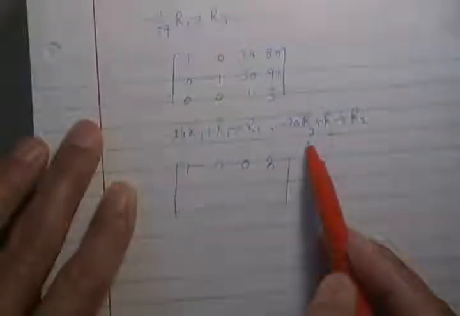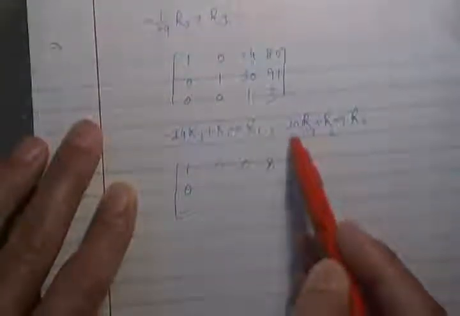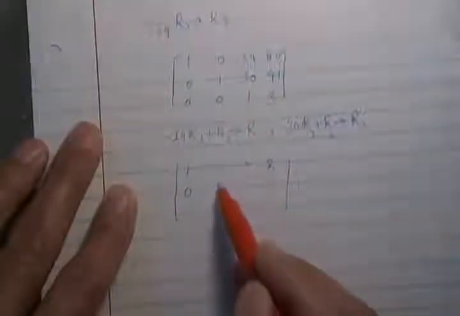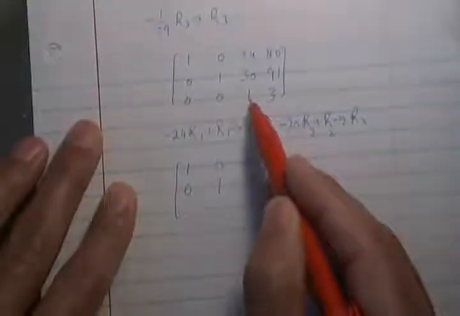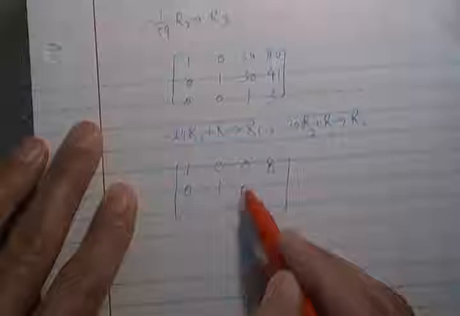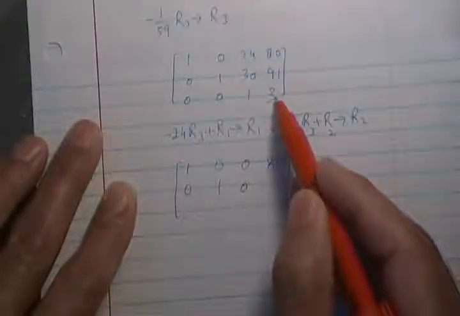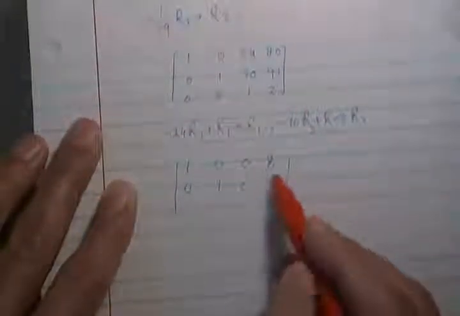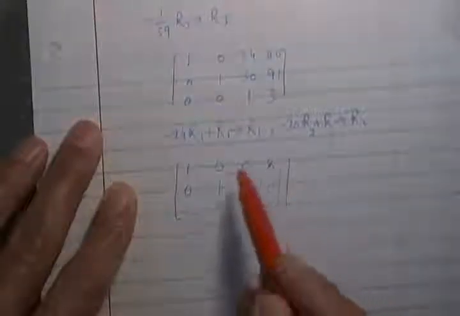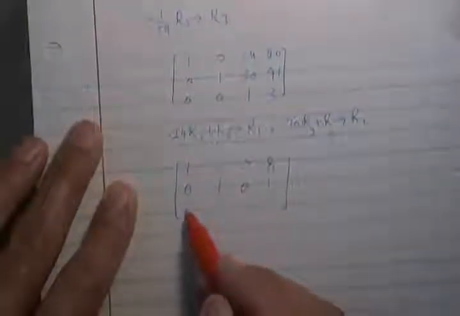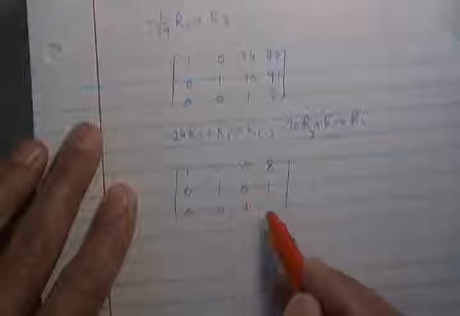Alright, now for the second row, we multiply row 3 by negative 30 and add into row 2. Negative 30 times 0 is 0, 0 plus 0 is 0. Negative 30 times 0 is 0, plus 1 is 1. Negative 30 times 1 is negative 30, plus 30 is 0. Negative 30 times 3 is negative 90, plus 91 is 1. And then row 3 is as it is: 0, 0, 1 and 3.